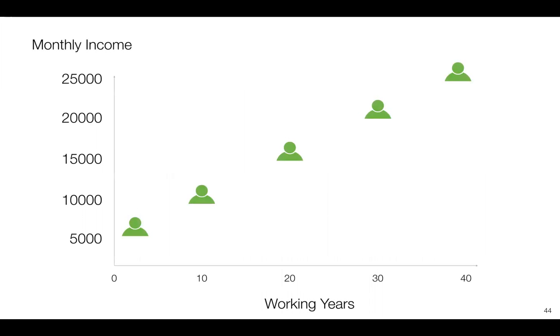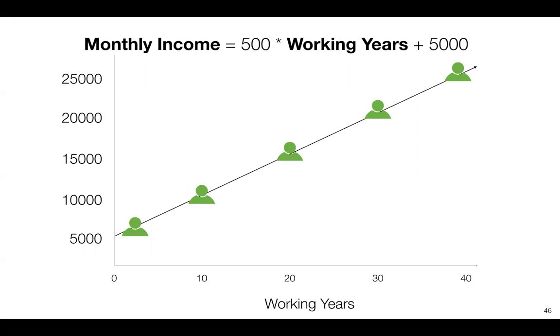So let's get into what linear regression is. Let's imagine we have 5 employees, with their working years and monthly income, and based on this information we place them on a 2-dimensional scatter plot. Then we can draw a line that goes through all these employees, and we can express this line by one simple formula: monthly income equals 500 multiplied by working years plus 5,000.